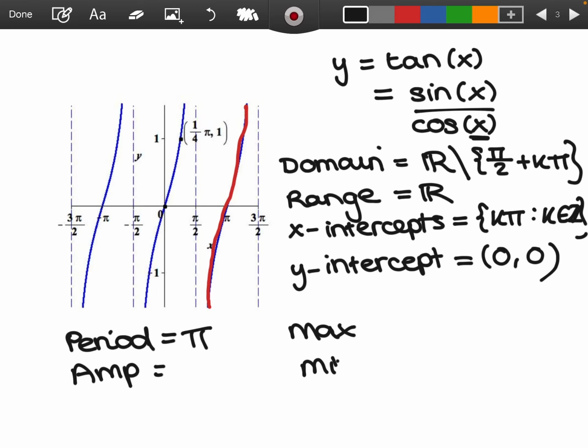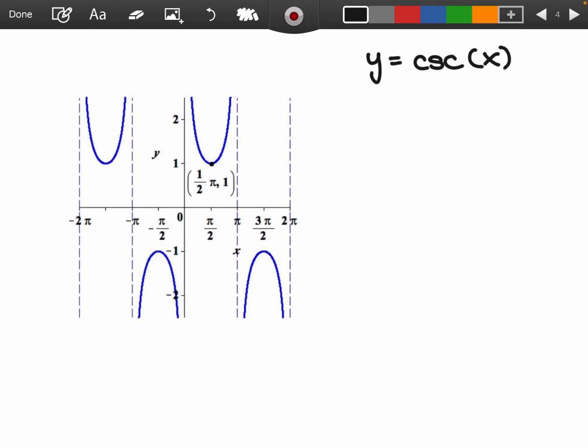The amplitude. Well, here I actually have no maximum and minimum. Like before with sine and cosine, I had a maximum and minimum. But here, because I can go all the way to infinity and negative infinity, I don't have a maximum or minimum. You can't count infinity or negative infinity as a max or min. So my amplitude actually does not exist. There is no amplitude.